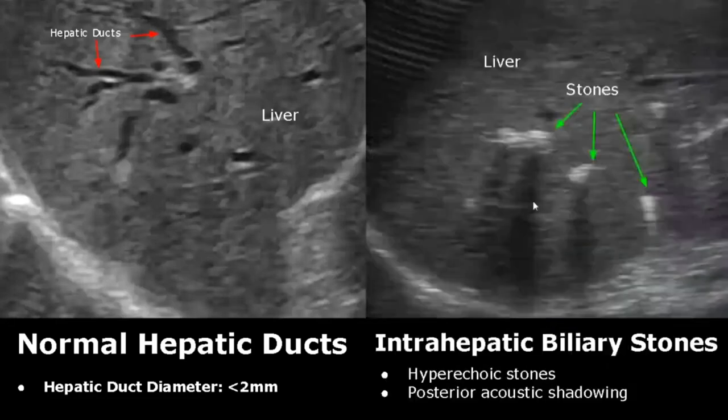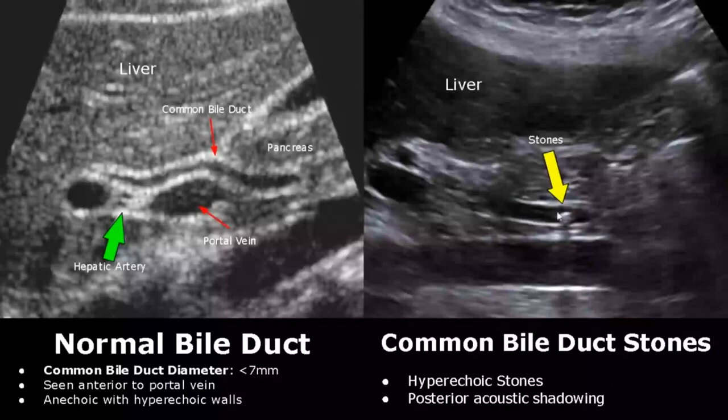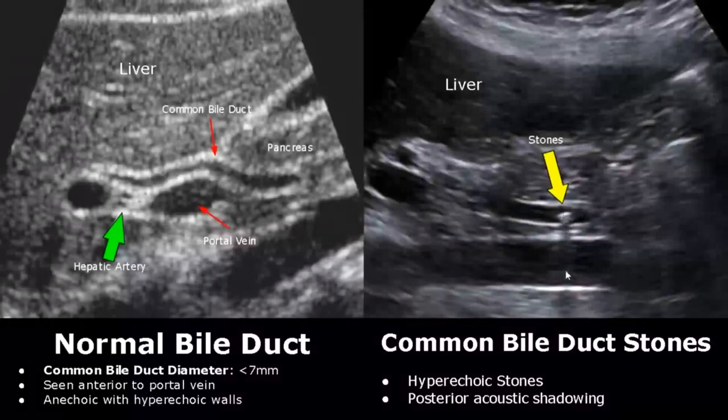Intrahepatic biliary stones will appear hyperechoic with posterior shadowing. In this image, there are 4 stones within the hepatic bile ducts. In this image, we have a stone in the common bile duct. It has posterior acoustic shadowing.